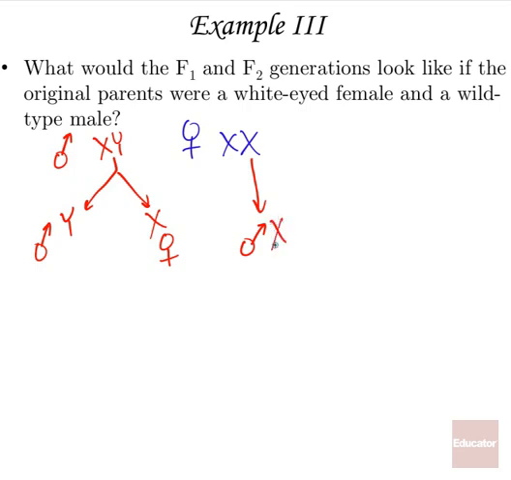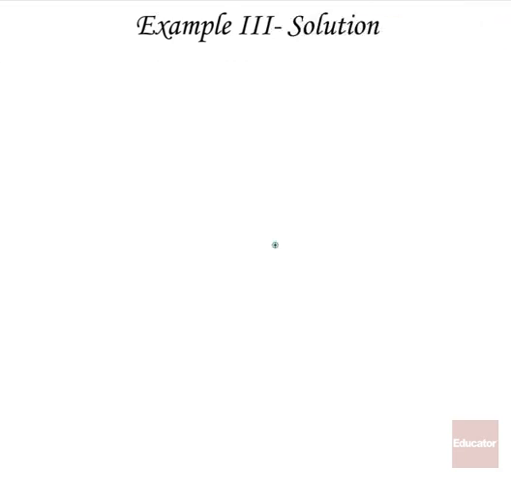So using this information, let's find out what the F1 and F2 generations would look like if the original parents were a white-eyed female and a wild-type male. So the opposite of what we saw before. All right, so let's draw out our parental.